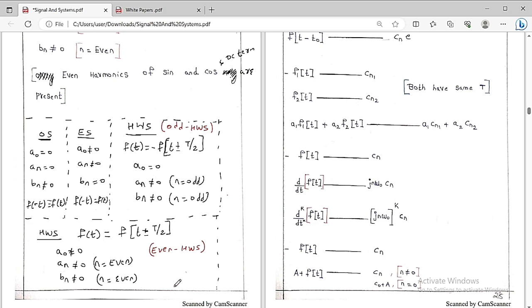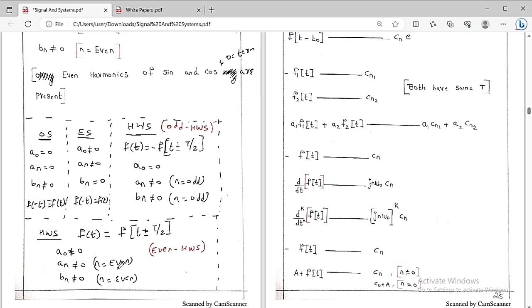And this is f of t equal to plus f of t plus or minus T by 2. So that is the reason it is called the even half-wave symmetry. Here a0 is not equal to 0, an is not equal to 0 for n equal to even, and bn is not equal to 0 for n equal to even, which means the even harmonics of sine and cos terms are going to be present.